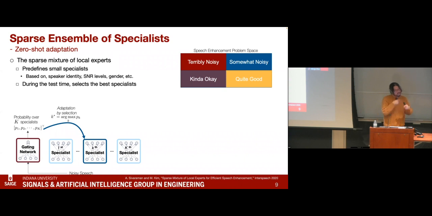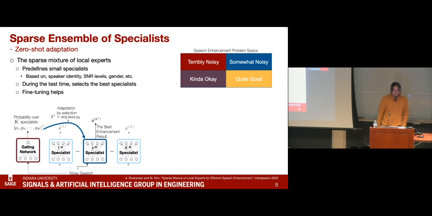Once that selection is done, during the inference, the actual enhancement is done only by using this selected best specialist, while the other specialists are not participating at all. In that way, we can substantially reduce the inference time complexity because we are using only a very small model for this problem.